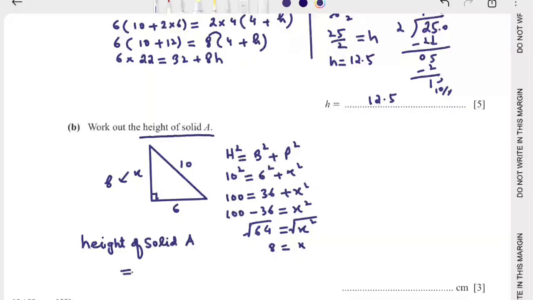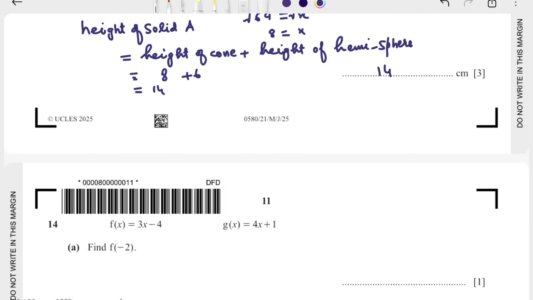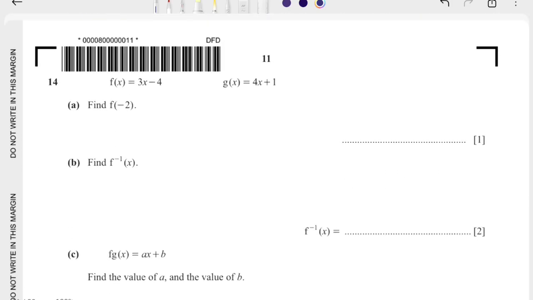A would be equal to the height of the cone plus the height of the hemisphere. And that is 8 plus 6, which is equal to 14. This would be the answer. Next question.